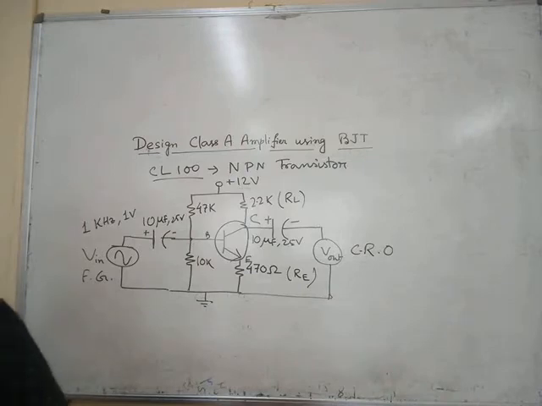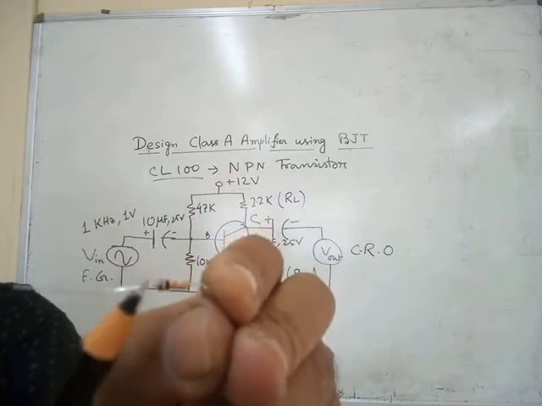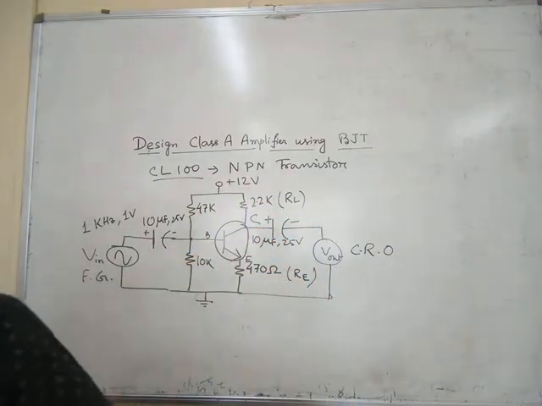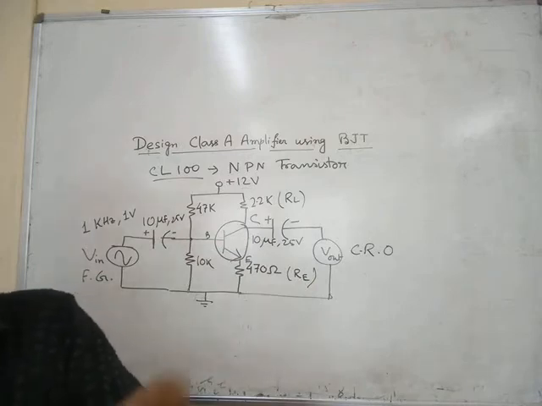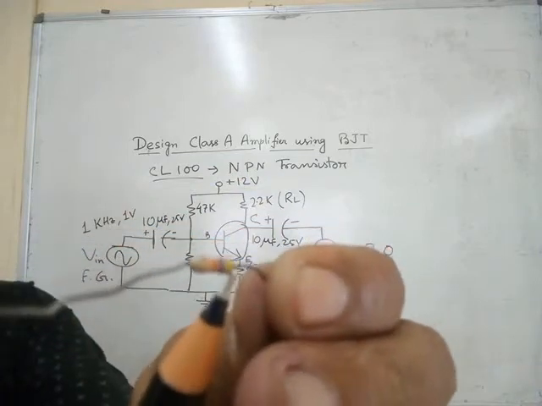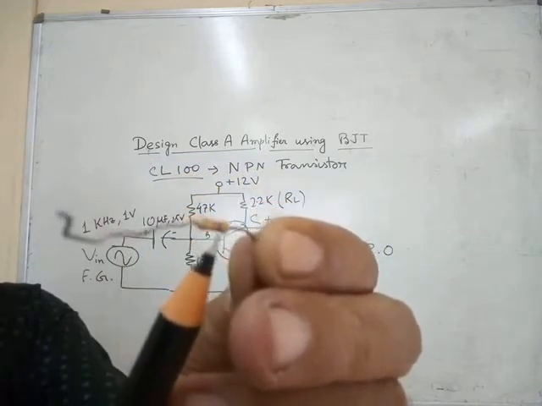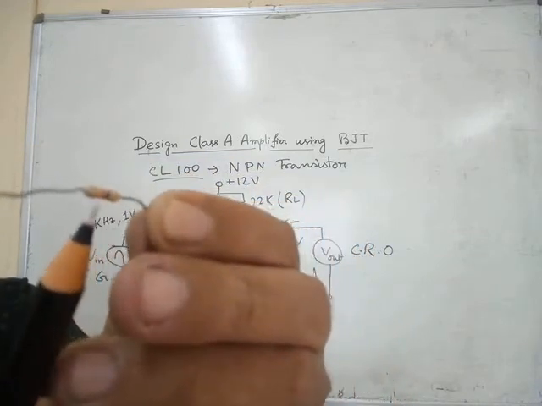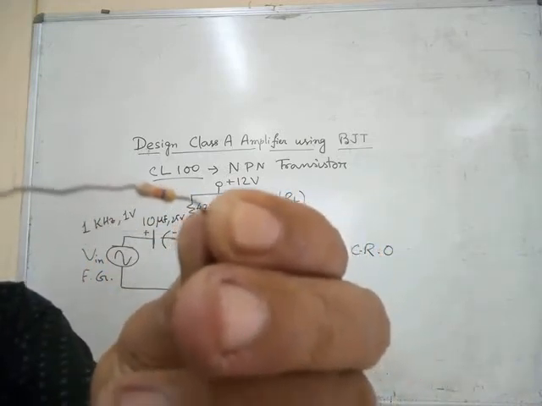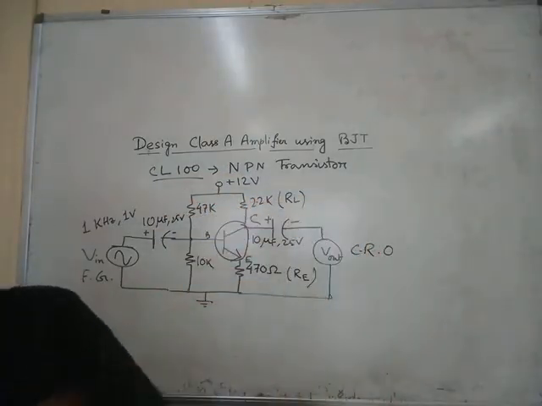Next, you can see the color code. It's brown, black, orange. This is a 10K resistor. Next, it is the color code yellow, then violet, then orange. It is 47K. This is 47K.